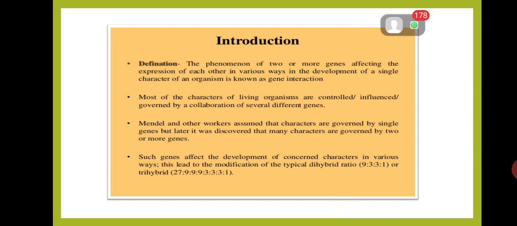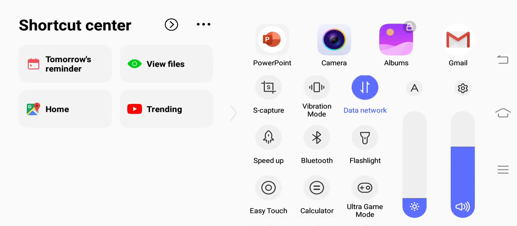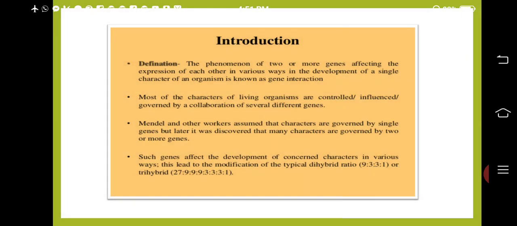The first is the definition of gene interaction. The phenomenon of two or more genes affecting the expression of each other in various ways in the development of a single character of an organism is known as gene interaction, or it is also known as interaction of gene.